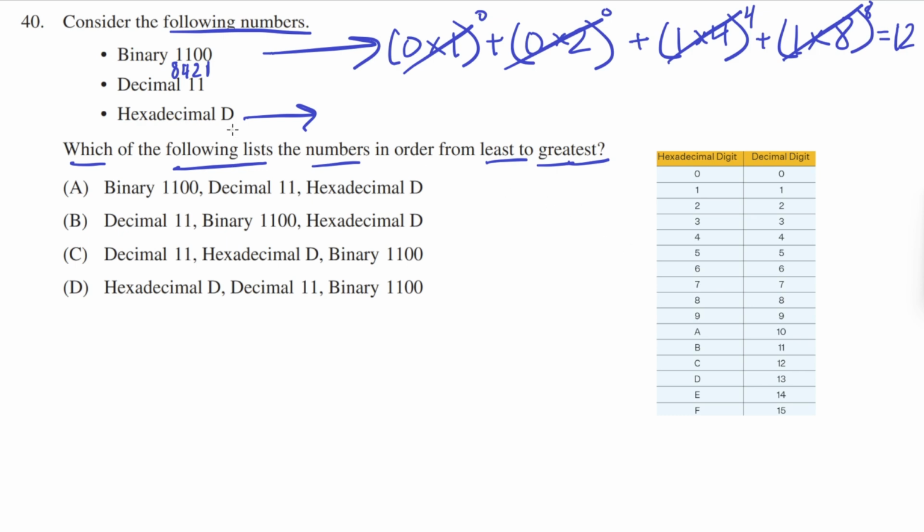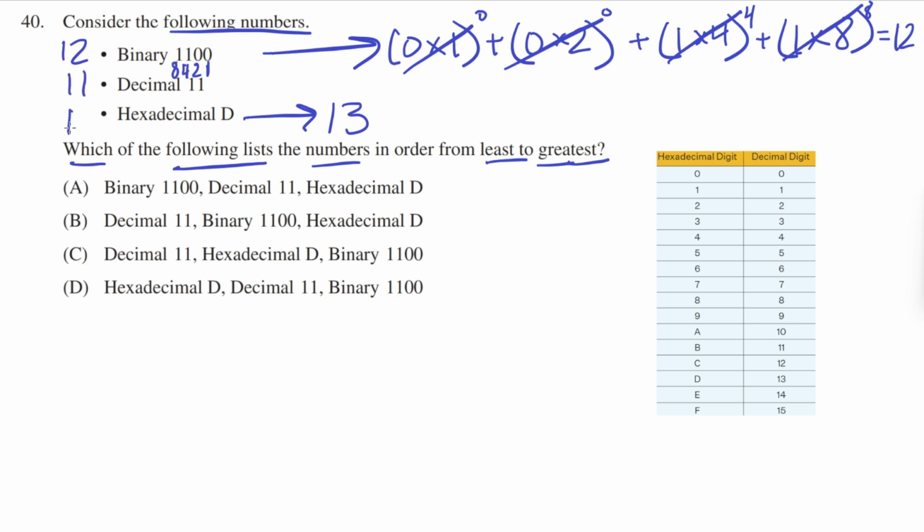And so we know that D is the fourth letter in the alphabet, and 4 plus 9 is equal to 13. So that means the decimal value of hexadecimal D is 13. So what this means is the value of the binary 1100 is 12. The value of this decimal 11 is just 11.